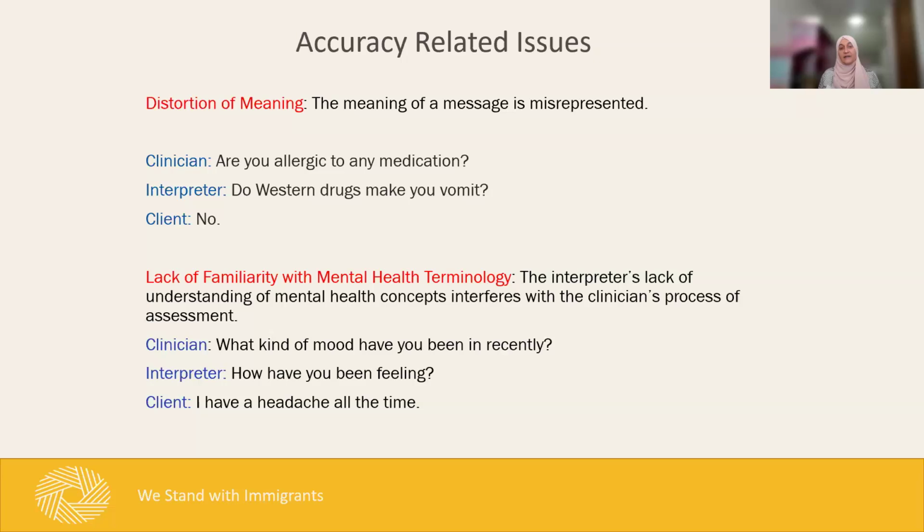Another one is lack of familiarity with mental health terminology. The interpreter's lack of understanding of mental health concepts interferes with the clinician's process of assessment. Another example: what kind of mood have you been in recently? The interpreter interpreted it as, how have you been feeling? And the client said, I have a headache all the time. So this gives us a few examples of how we can capture accuracy related issues during sessions and how to address them, for instance by debriefing with the interpreter after the session to resolve this type of issue.